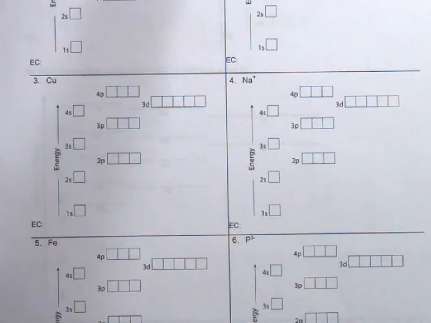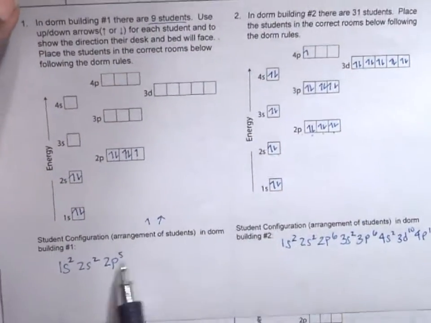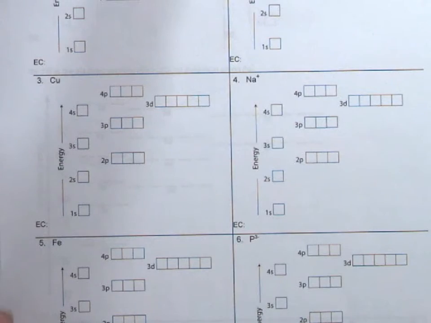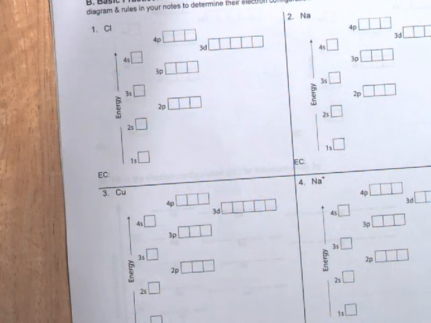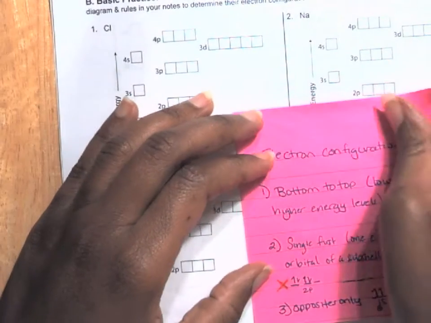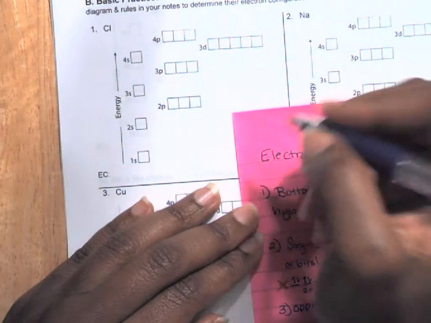All right, so let's get into some more practice. So we want to do some more of these, right? But now instead of using the dorm room analogy, let's look at some actual atoms. So here our first one is chlorine. The first thing that you need to do in order to write your electron configuration is, just like you did before, determine the number of electrons. I didn't write that here, but that's a step that I'm going to put down.